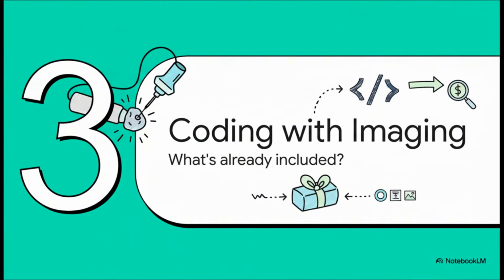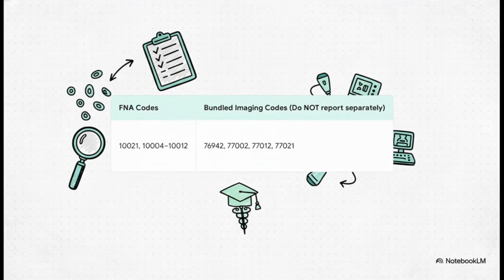So we've got our one code per lesion rule down. Now let's add another layer to this: imaging guidance. This right here is where so many costly mistakes happen. And you know why? Because a lot of people just don't realize what's already included in those main FNA codes. Just take a look at this table. Those main CPT codes for FNA, they already have the imaging guidance built right in. That means you should never, ever bill for, say, an ultrasound guidance code separately with your FNA code. It's already paid for. It's bundled. If you try to bill for it separately, it's just going to get denied every single time.